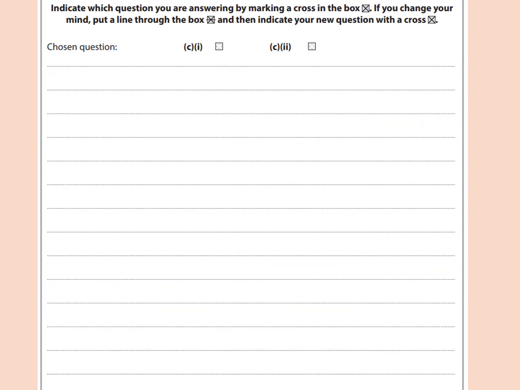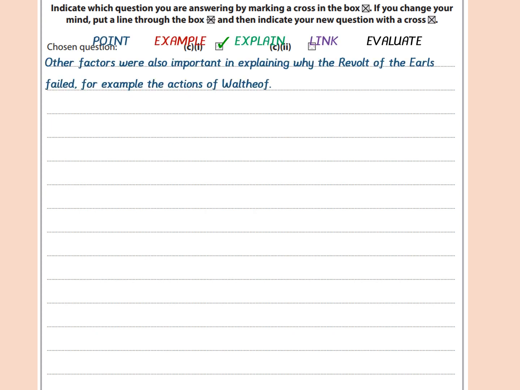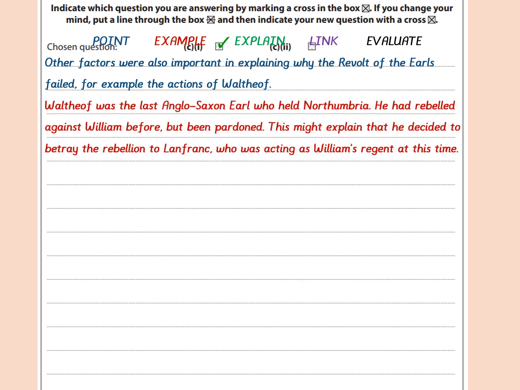Let's have another look at another example, remembering that we should be checking which question we are answering. Other factors were also important in explaining why the revolt of the Earls failed, for example the actions of Waltheof. Okay, so I'm bringing in some other arguments here, some other examples, rather than just focusing purely on what the question has put about the failure being down to the late arrival of the Danes.